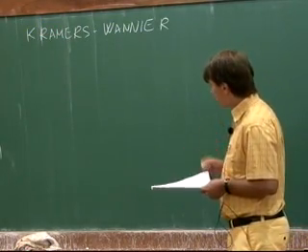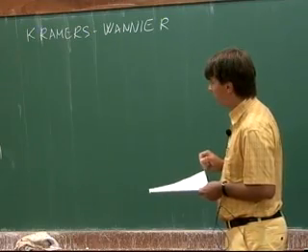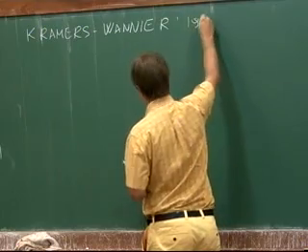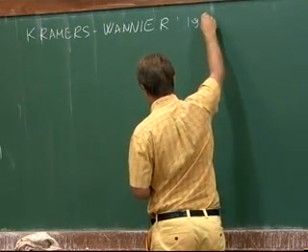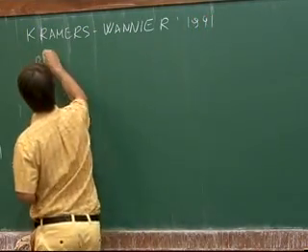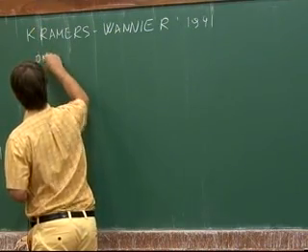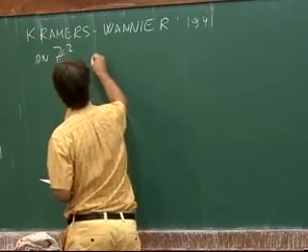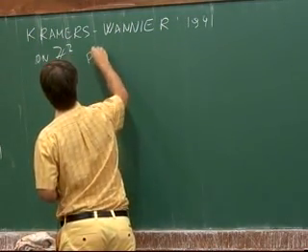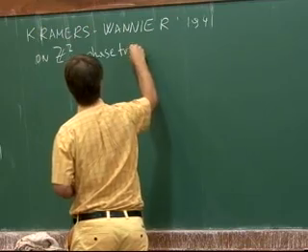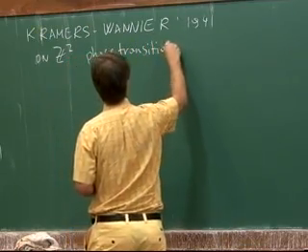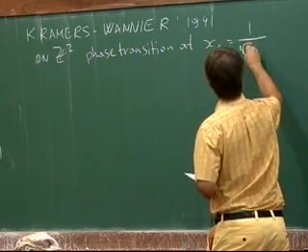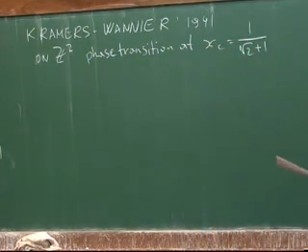So, okay, Kramers and Wannier found, in 1941, so there was a series of papers, that on Z2 a phase transition happens at x critical. So we have seen pictures 2 days ago.